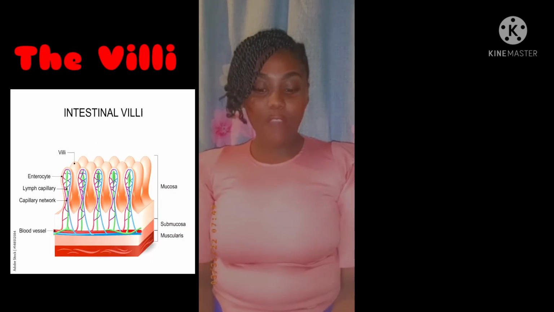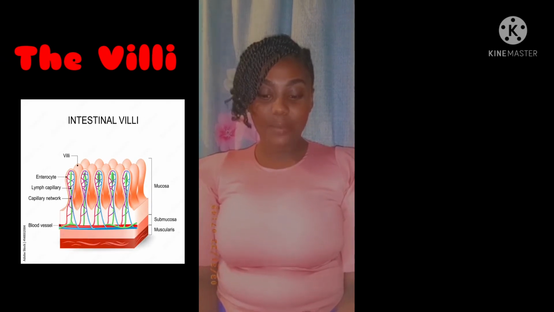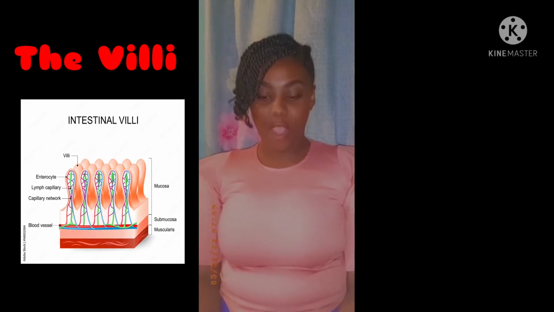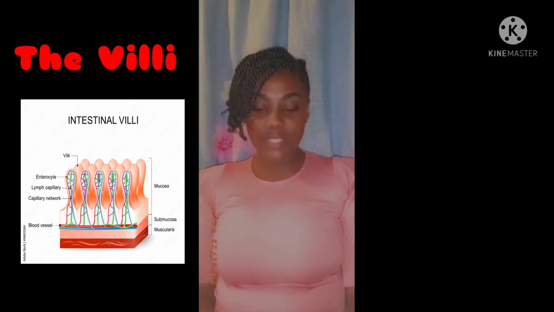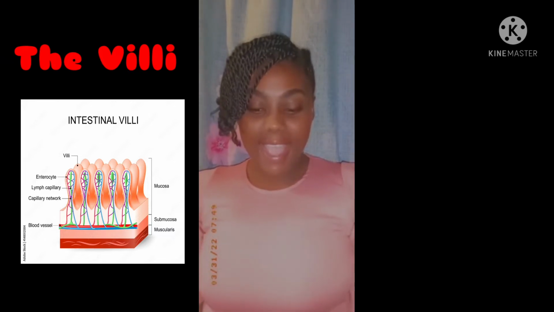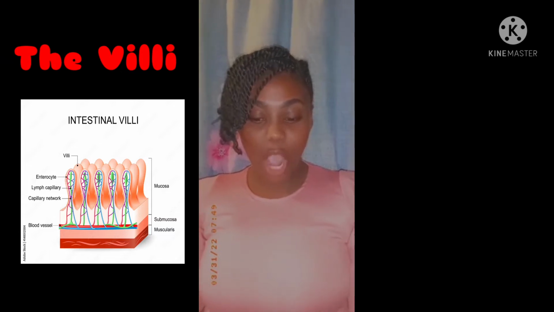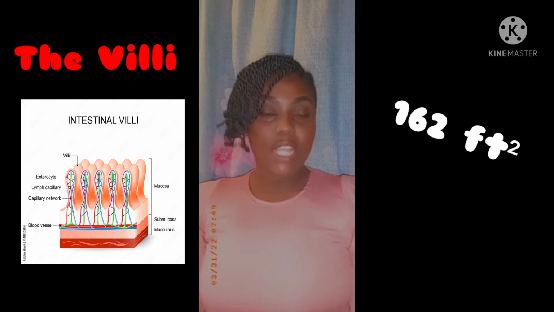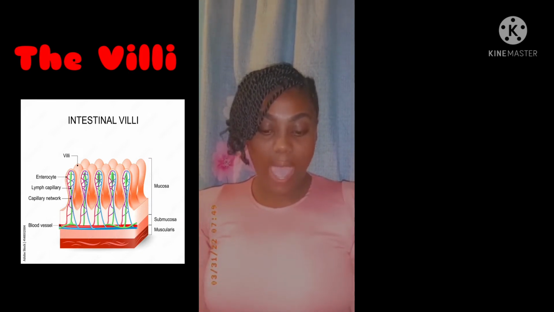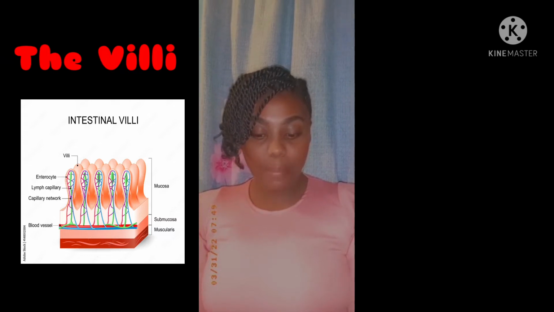The villi are finger-like projections that help increase surface area for the absorption of nutrients during the digestion process. Villi can increase surface area to as much as about 162 square feet. Each cell on the villus has small projections called microvilli.